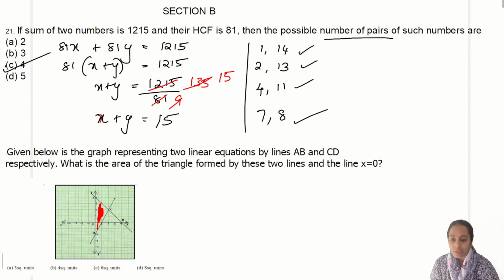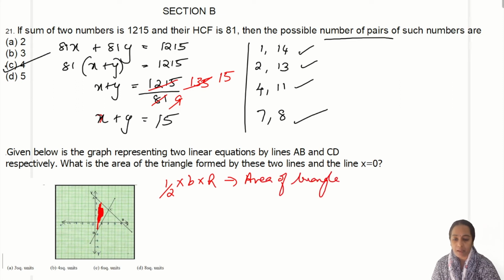So area of a triangle is going to be half into base into height. So what is your base here? 1, 2, 3, 4, 5. So it's 6 units, and height is 2 units. So half multiplied by 6 multiplied by 2. The 2 gets cancelled. Answer will be 6 square units.